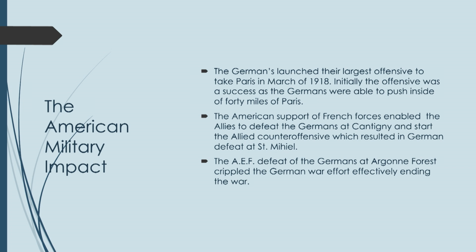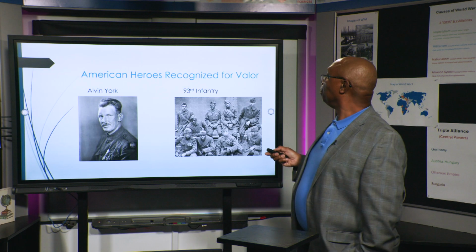The Germans launched their largest offensive to take Paris in March of 1918. Initially, the offensive was a success as the Germans were able to push inside of 40 miles of Paris. But when the Americans supported the French troops at that particular time, at the battles of Cantigny and the counteroffensive in German defeat at Saint Mihiel, the AEF defeated the Germans at Argonne Forest and crippled the German war effort, for all practical purposes ending the war.